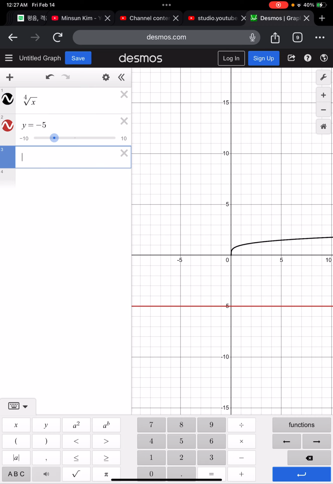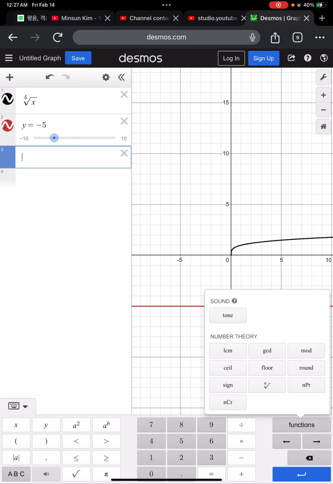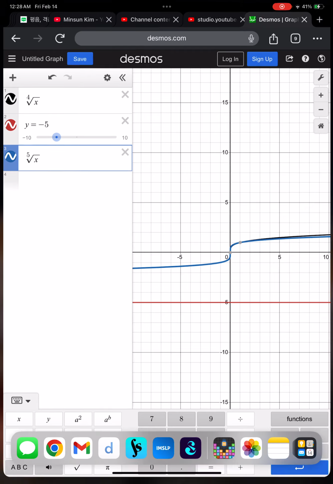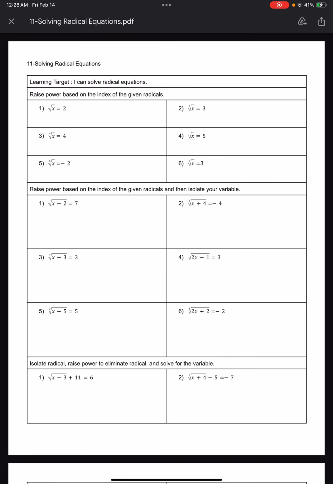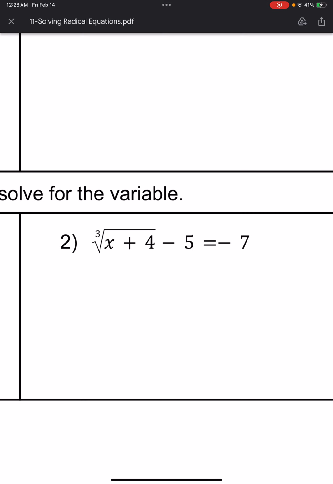So let me do cube root. Remember, cube root or even fifth root, whenever you put an odd number, then your graph is always going to be like this. Okay, so that's another reason. But you don't have to worry about this for today's quiz. So I'm going to move on to number 2. Just focus on solving for today.